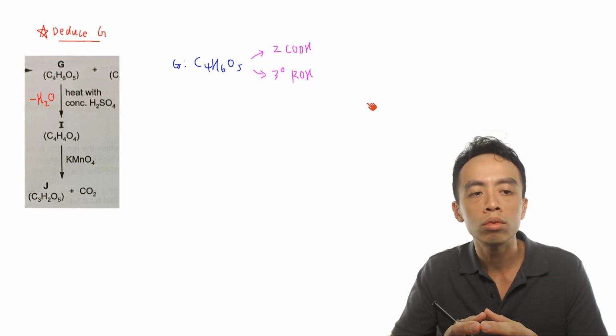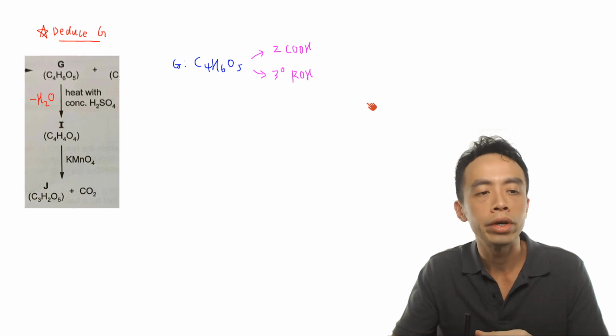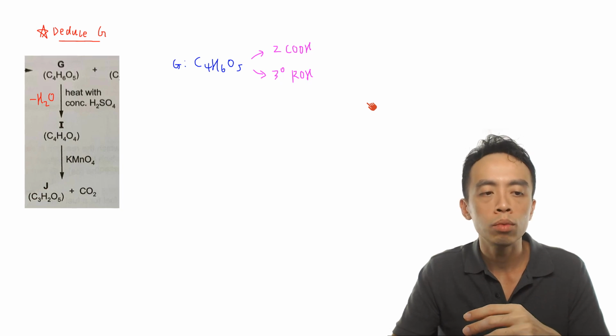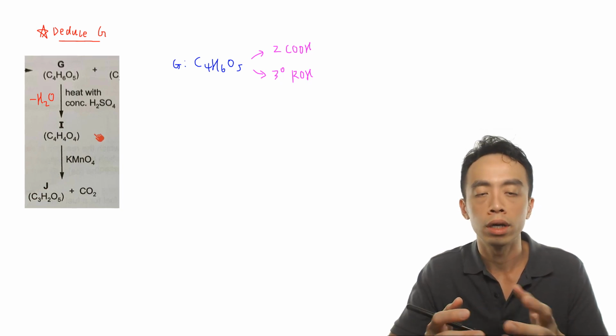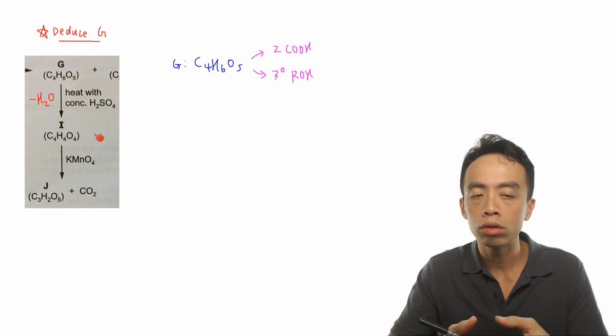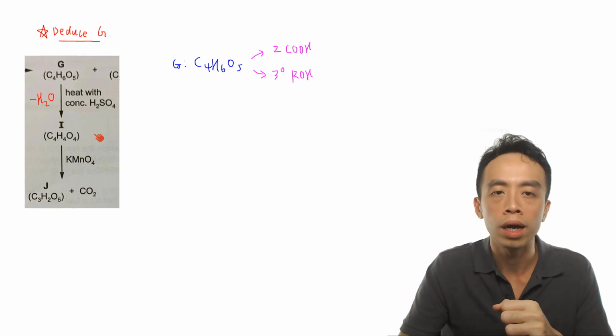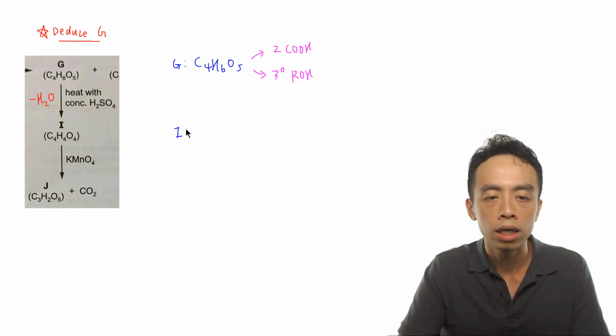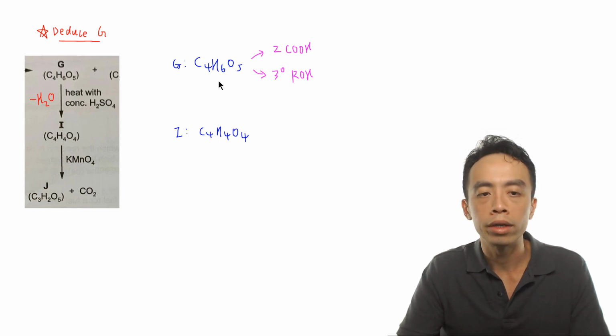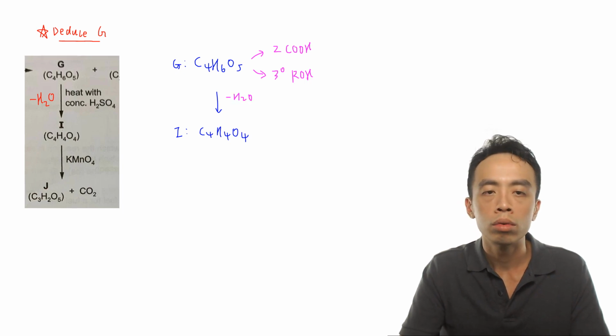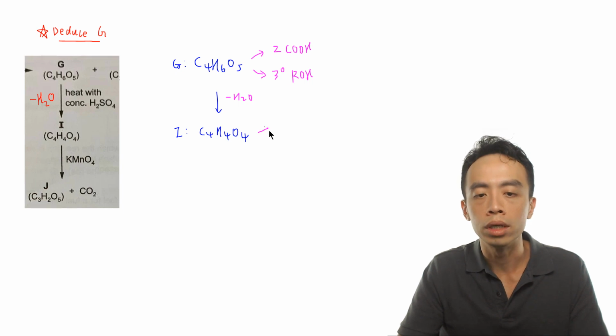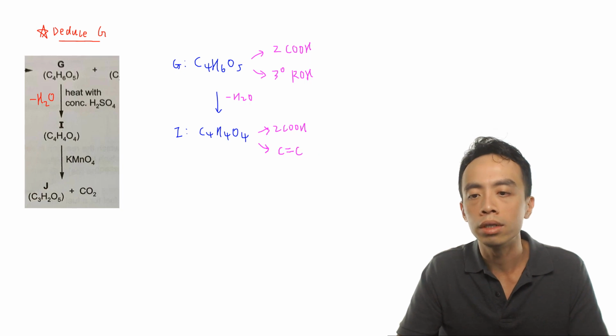Now considering heating with conc H2SO4, one possible reaction will be an elimination reaction of alcohol to form an alkene functional group. So most likely I will have an alkene, and the 2 acid groups that are in G will still be carried forward to I. So if I consider I, which is C4H4O4, the functional groups present when G is converted to I, taking away water, will be the 2 acid groups, which should still be there, and now it will have a C double bond C functional group.